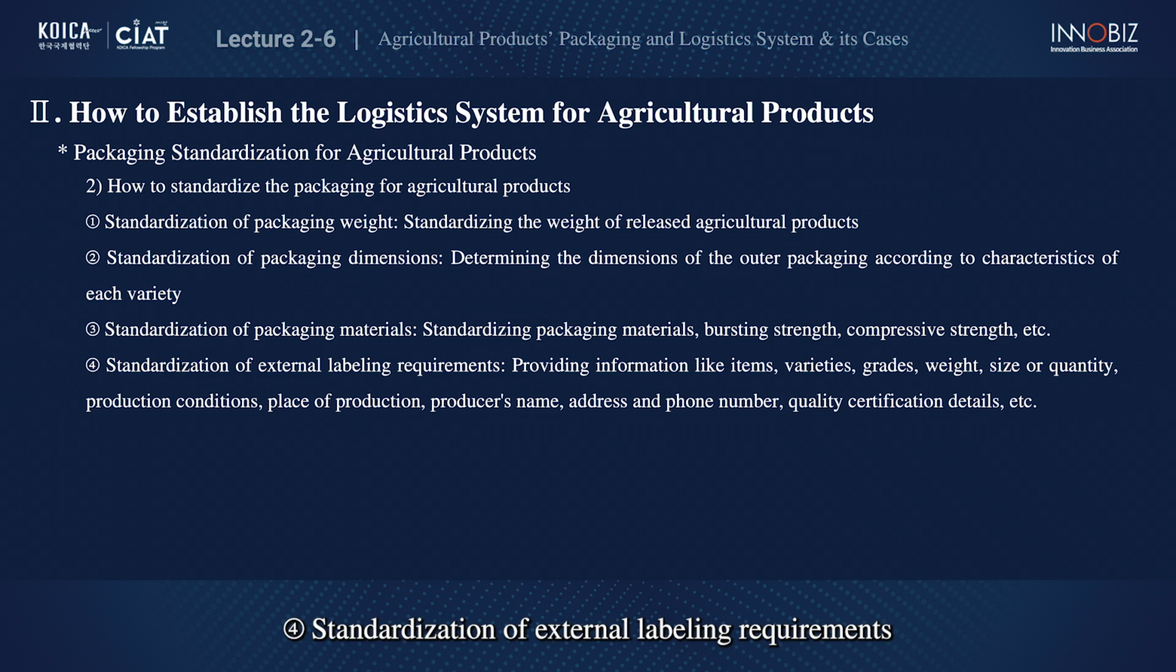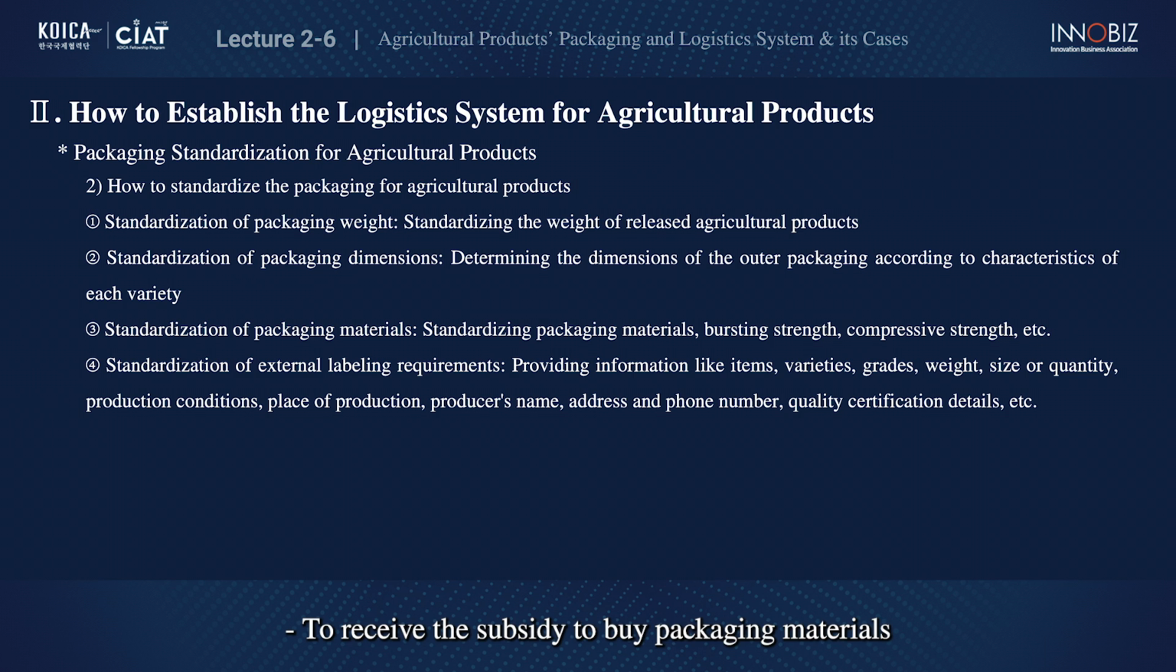Standardization of external labeling requirements. External labeling refers to details written on the outside of the packaging material to provide product-related information necessary for those who purchase agricultural products. It includes the item, variety, grade, weight, size or quantity, production conditions, place of production, producer's name, address and phone number, and quality certification.